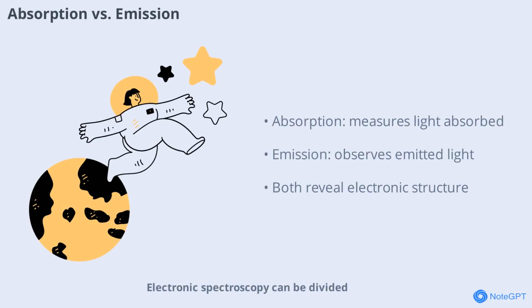Electronic spectroscopy can be divided into absorption and emission spectroscopy. In absorption spectroscopy, we measure how much light is absorbed by a sample at different wavelengths. This tells us which electronic transitions are possible. In emission spectroscopy, we observe the light emitted by excited atoms or molecules as they return to lower energy states. Both methods provide complementary information about the electronic structure of the sample.